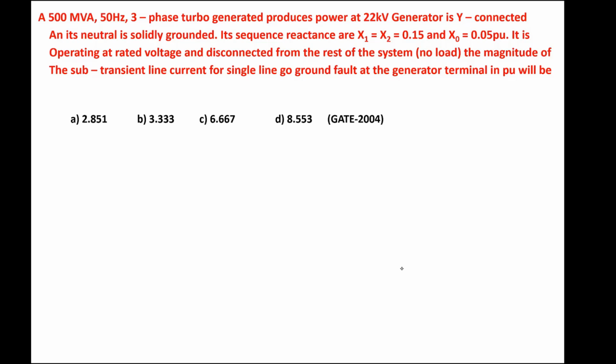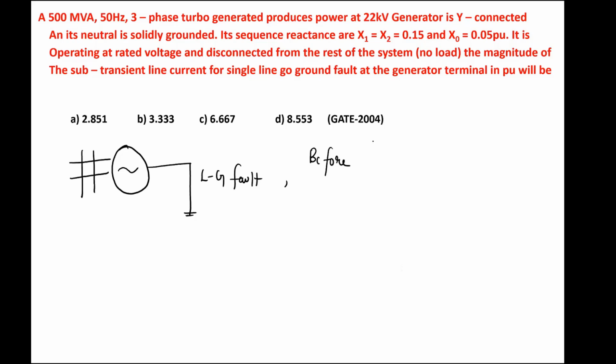So first, he has given one generator, and all the data of that generator is given. At the terminals of the generator, an LG fault occurred. That is the story. Before the fault, the generator is on no load, same as the conditions which we used for our derivations. So what is the voltage of the generator? 22 kV. What is the MVA rating? 500 MVA.